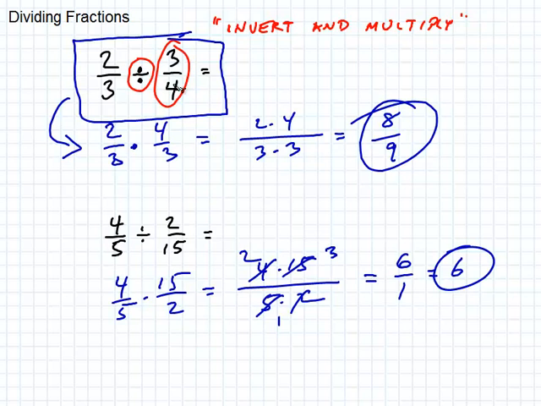So step 1, rewrite the problem as multiplication, and then step 2 is do the multiplication problem. And when you see all the things put together here, just see what you can cancel, and that will give you the shortest path to the simplest answer. Okay, that's about it.